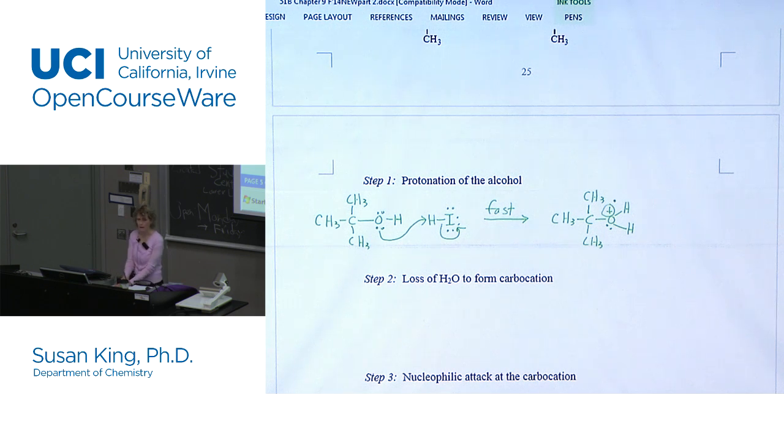All right, so we protonated the alcohol. Now, if you're thinking that iodide can come in and do backside attack, that's not going to happen. Why is that? It's a tertiary alcohol. So that's not going to happen. All right, so we're going to lose water to form a carbocation. So far this is looking just like dehydration, huh? So we have a protonated alcohol.